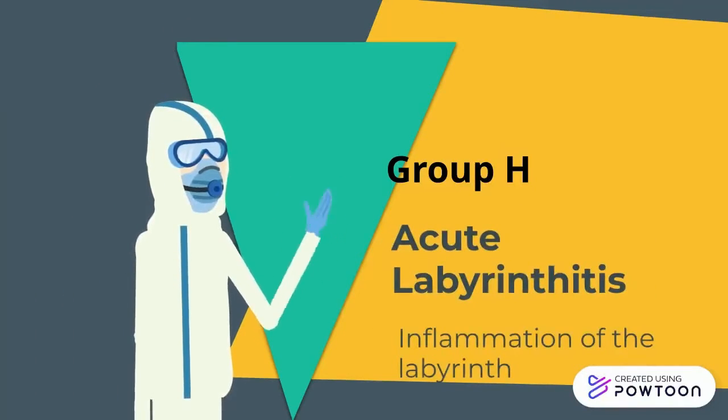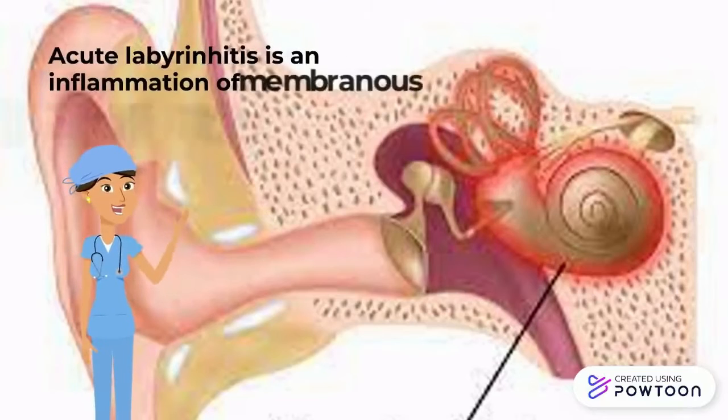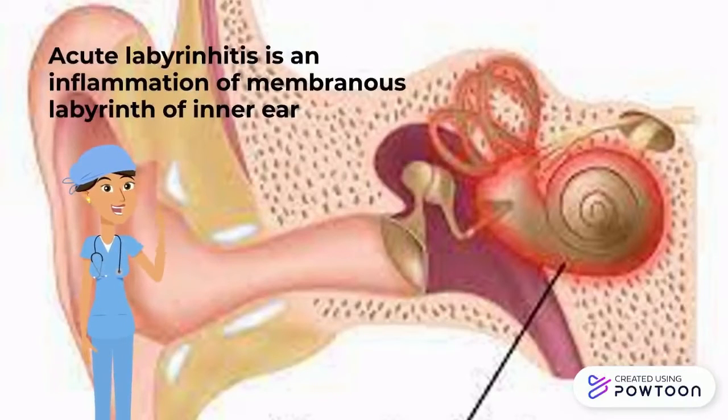We'll be presenting on the topic acute labyrinthitis. Acute labyrinthitis is an inflammation that occurs in the membranous labyrinth of the inner ear, as shown in the picture.